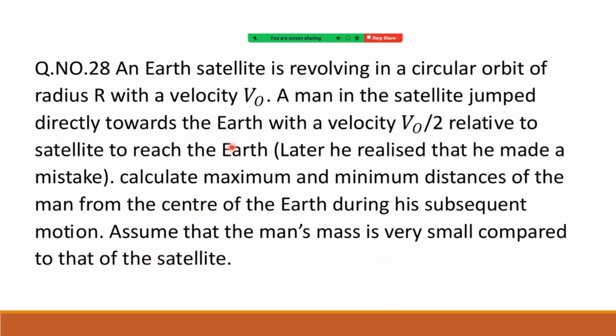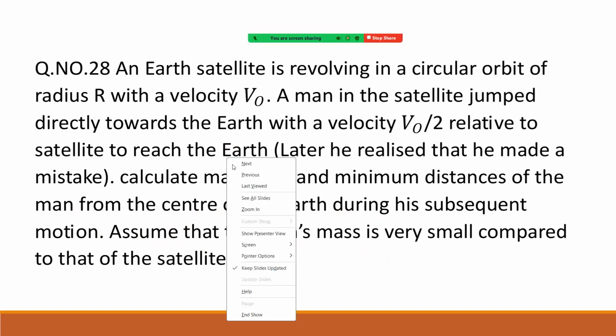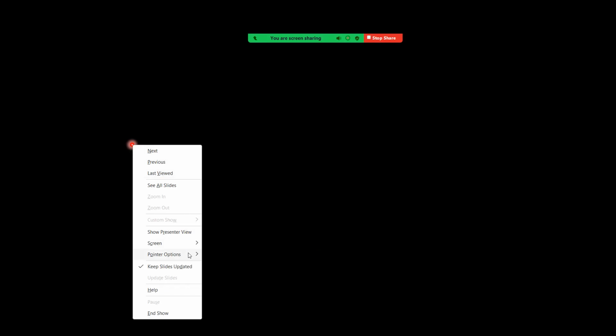So it is almost the same as the previous problem, the only change is that now he jumps towards the Earth. Okay, the remaining is as it is. The radius is given as r, velocity v naught. Just see the equations. Again, the same equations. See where the change comes.